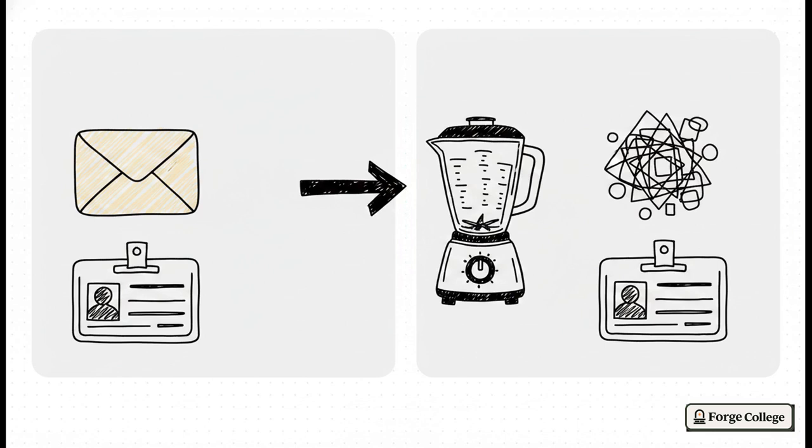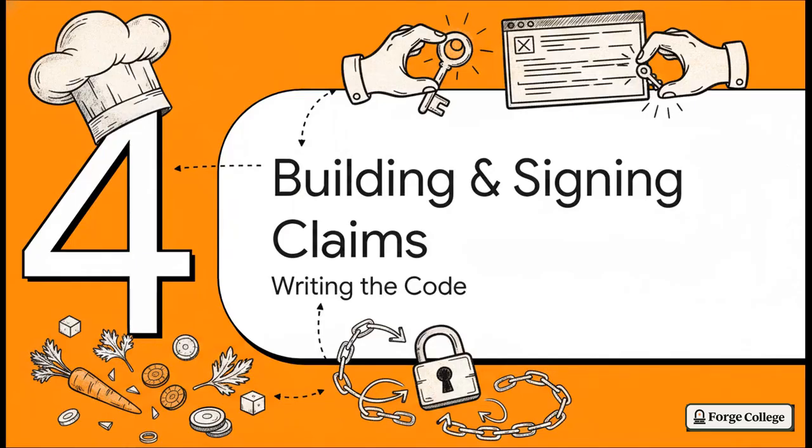It becomes a completely obscured SHA-256 hash string. We can mathematically prove it's her email later on, but nobody just looking at the token can actually read alice@example.com. Pretty cool, right? All right, Section 4, building and signing claims.